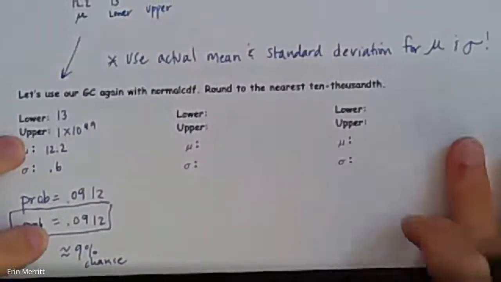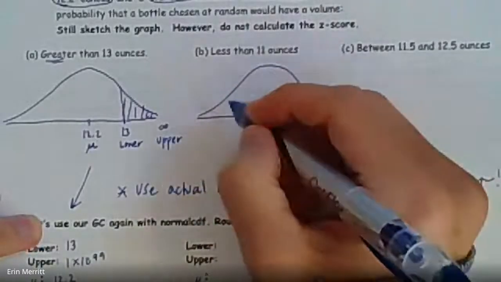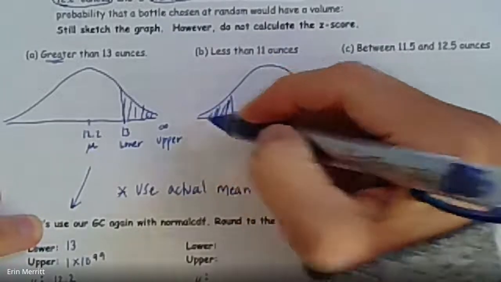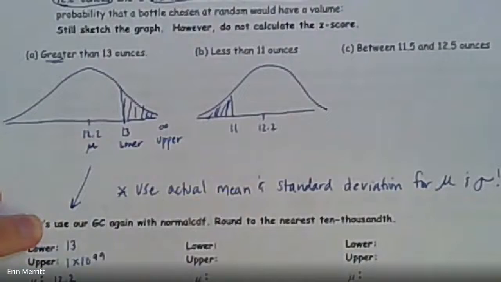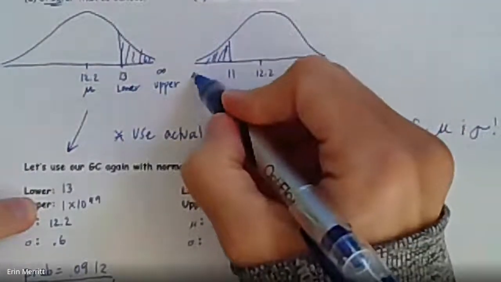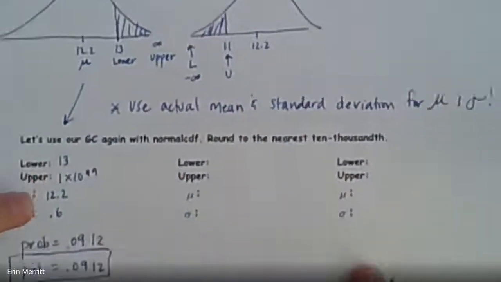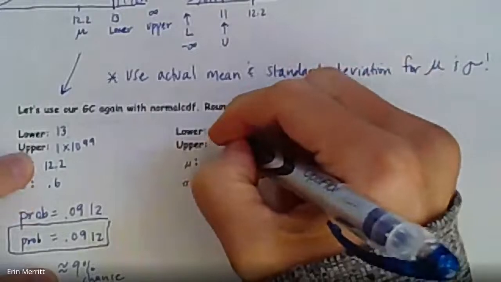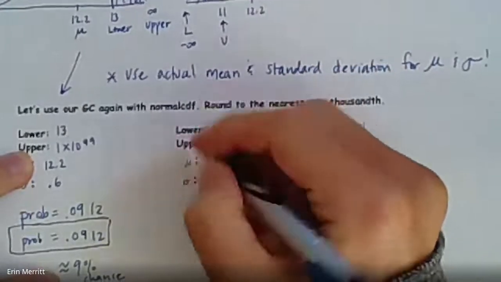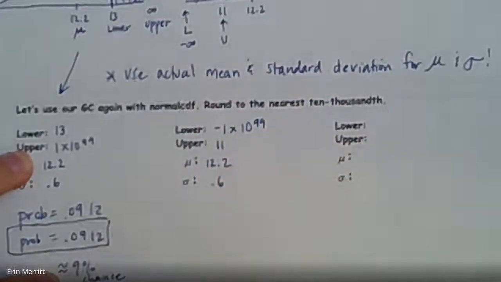All right, less than 11 ounces means you get the deal. Here's 12.2. There's 11. You'd be looking at that piece of it. So let's just talk about what the setup would be. In this case, make sure left to right. So the lower would be negative infinity. The upper would be the 11. So I'm going to slide here. Lower would be the negative 1 times 10 to the 99th. The upper is the 11. And then keep the mean at 12.2, the standard deviation at 0.6.